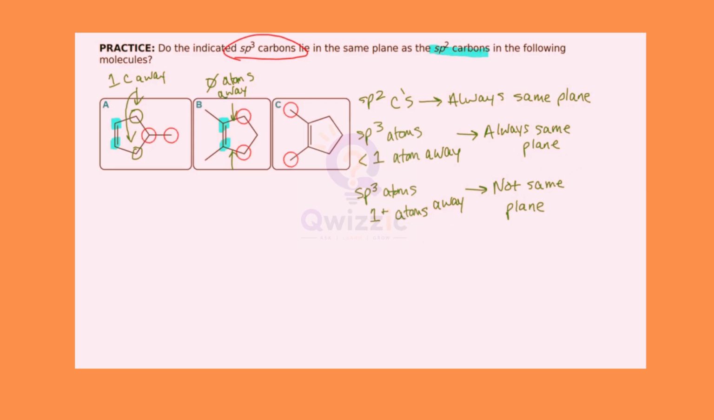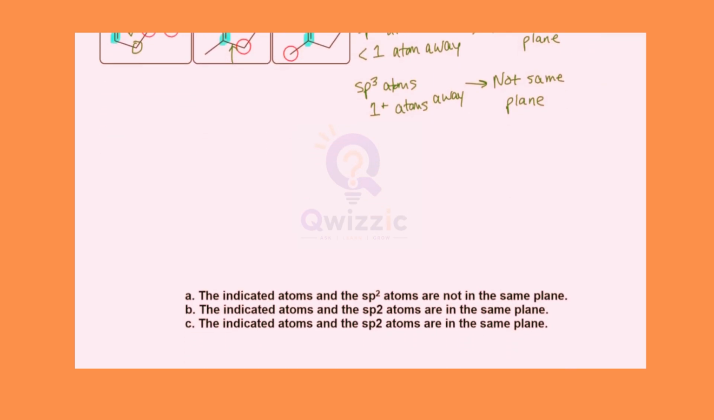plane. And with structure C, those sp² carbons on either side of the double bond are directly connected to those sp³ carbons in the methyl group. So those are also 0 atoms away.